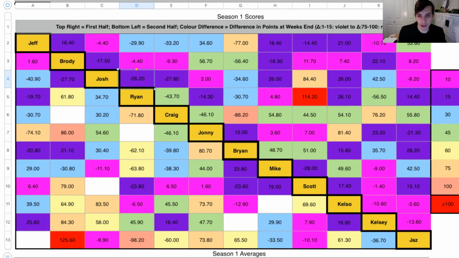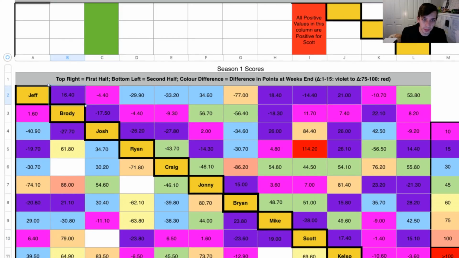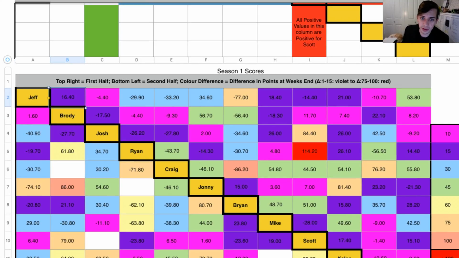So all this chart really does is show the difference in the games played, like the first game played and the second game played, or not played in certain cases. Taking, let's say, Jeff and Brody first round, Jeff and Brody second round, there's a difference in their differences. At first this is just an indicator of the difference in the week. Jeff and Brody's first week was 16.4. Second round, the second time they play each other, Jeff beat Brody by 1.6 in that week.